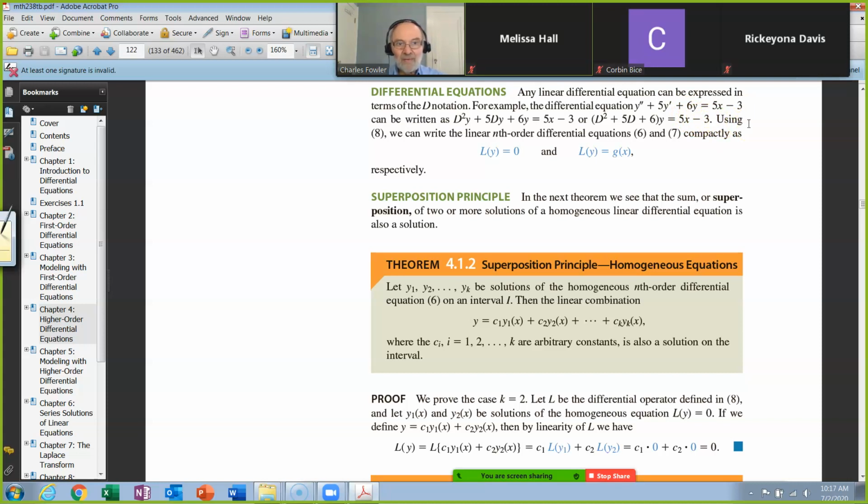Okay? Well, that means a D2, that means a D1, that means a 5D1, and that means a 6. So we can write it as D2y plus 5Dy plus 6y is equal to 5x minus 3. See, it doesn't change anything over here. Or factor out the y, you might think of it, and now your differential operator is D2 plus 5D plus 6, operating on y, is equal to 5x minus 3.